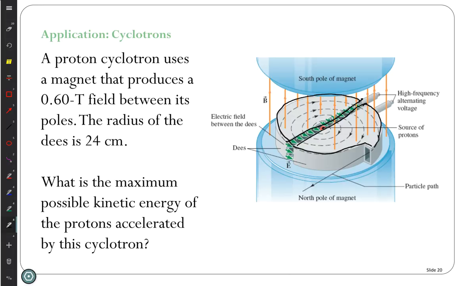And so now it goes with a bigger radius, and each time it crosses that gap, it picks up energy because the voltage is switching back and forth in synchronization with the time it takes to do half of a circle. And so when it gets to the edge, when the radius gets really large, it's going really fast. And then they shoot those out and they aim them at the cancerous tumors in the people. So that's what a cyclotron is.